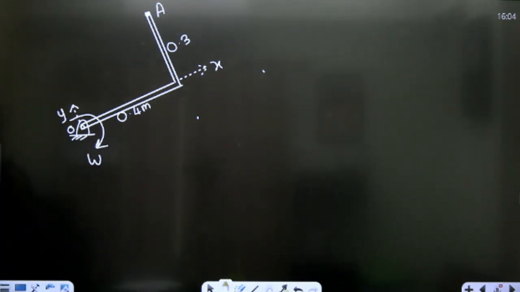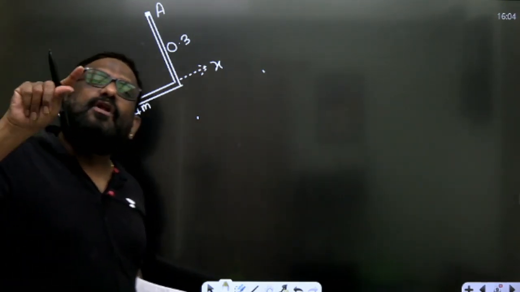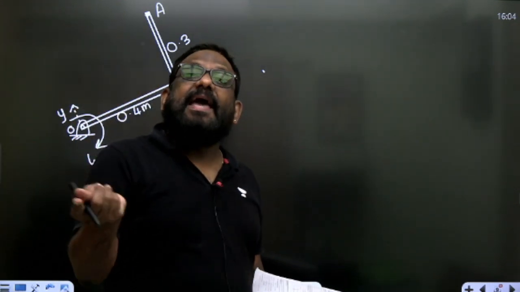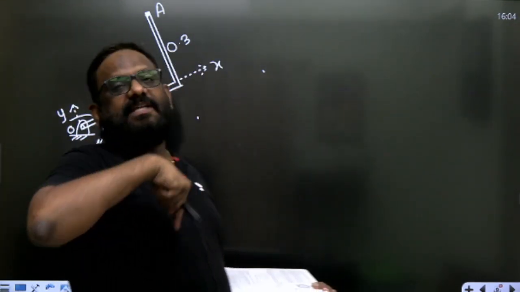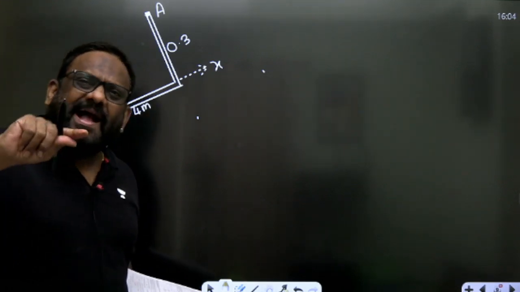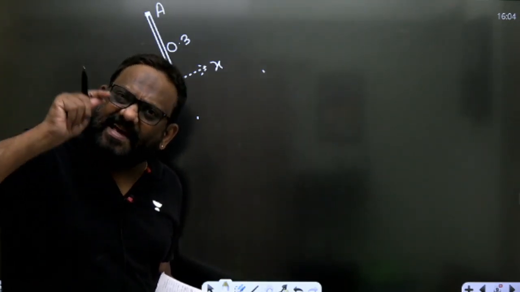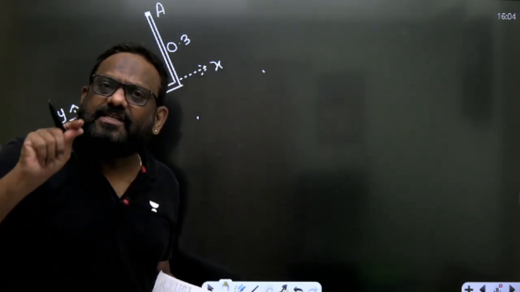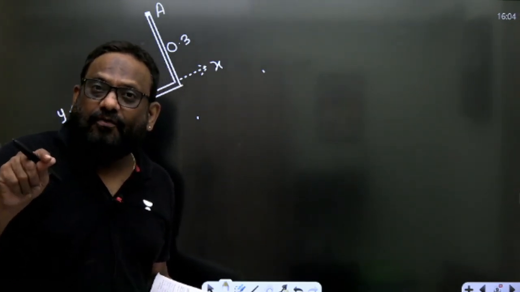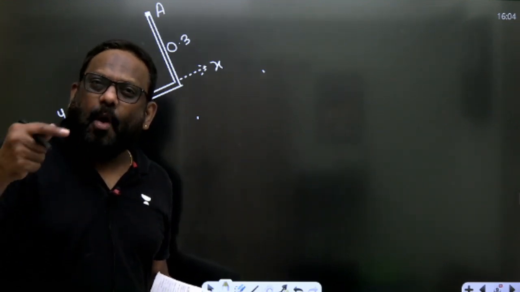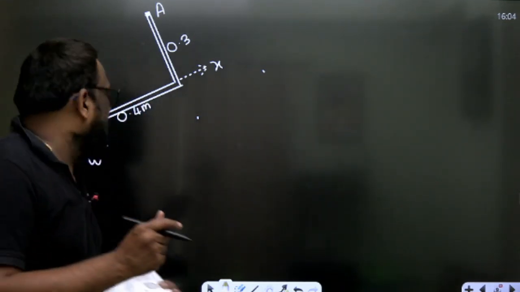And the right angle bar rotates clockwise with an angular velocity, and the angular velocity is decreasing at the rate of 4 radian per second square. What does angular velocity decreasing mean? The angular acceleration is in the opposite direction. Then only omega decreases. If omega and alpha increase, they will be in the same direction. But here he clearly gave in the question, omega is decreasing at the rate of, what does rate of change of omega mean? Alpha. So alpha is given.